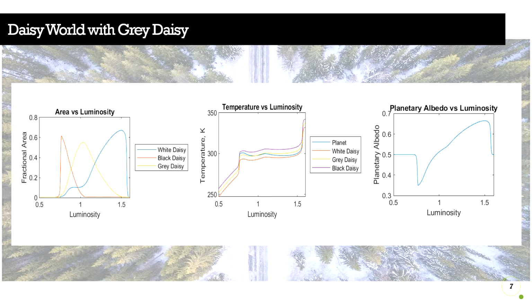Starting with the first plot, we can see that there are three lines now, one for the black daisies, one for the gray daisies, and one for the white daisies. The temperatures and the planet albedo do not seem to change much due to the addition of the new gray daisies. Changes in the fractional areas are significant, which is justified because of the addition of the new daisies. Black daisy's area dies quicker, and the white daisy's area grows at larger luminosity values.